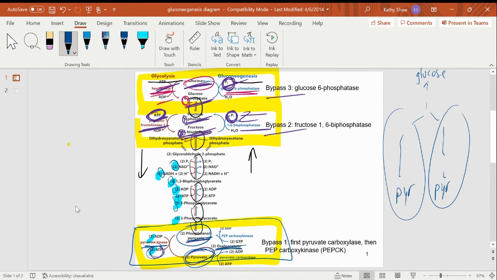So pyruvate goes to oxaloacetate, costing me 2 ATP doing it. Oxaloacetate then goes to phosphoenolpyruvate, costing me 2 GTP doing it. So I'm using 2 ATP and I'm using 2 GTP. All right, well, that's okay. We said it's an energetically expensive process, but two steps or two reactions is two enzymes. I've got pyruvate carboxylase and phosphoenolpyruvate carboxykinase replacing pyruvate kinase.